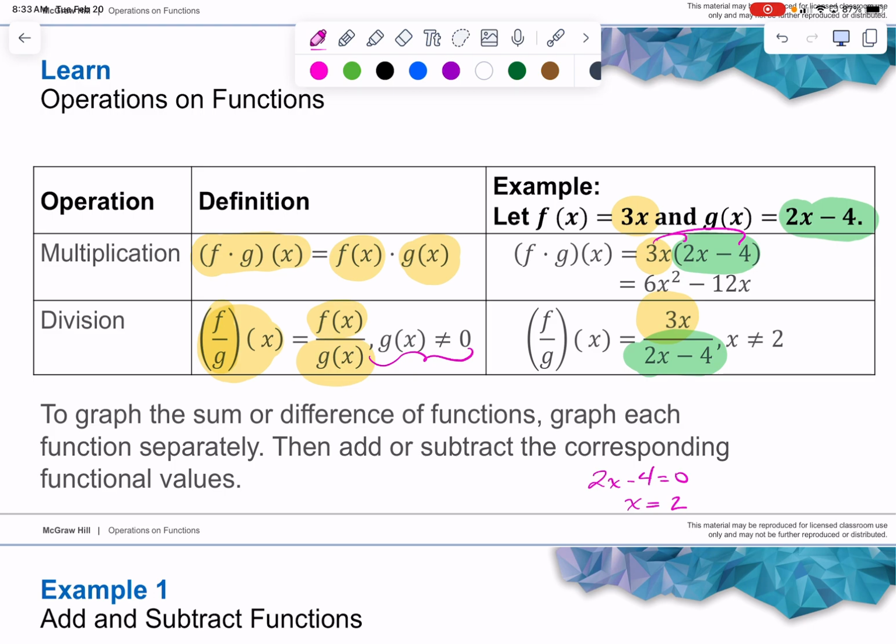So this means that if I use 2 as an input of this function, I'm going to get 3 times 2, which is 6, divided by 0, right? Not a great thing. We can't divide by 0. That's undefined, right? So that means I have to put this little disclaimer here that says x cannot equal 2. That's not going to be in the domain of this function. It'll in fact be a vertical asymptote. Okay?